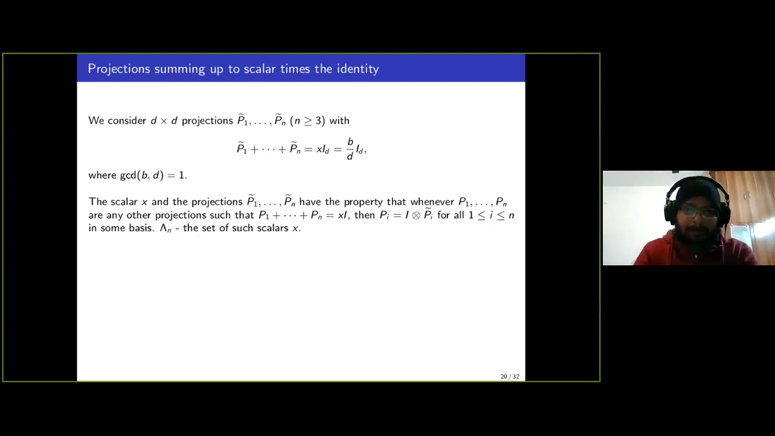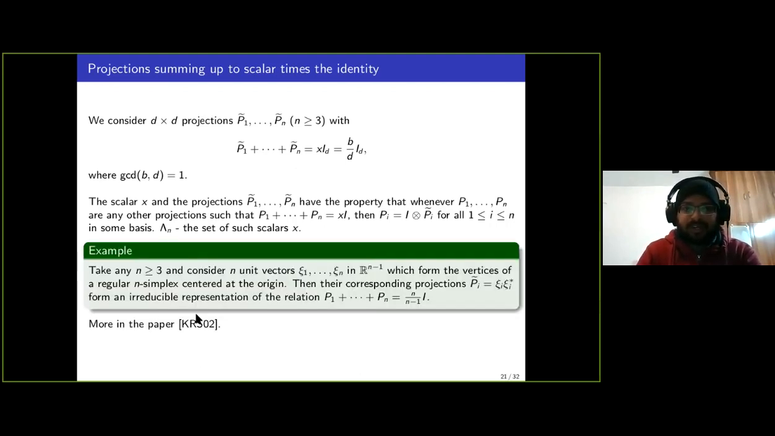To keep it simple, let's think of an example where we take n unit vectors in R^(n-1) which form the vertices of a regular n-simplex centered at the origin. For example, if n equals 3, that forms a Mercedes-Benz frame in R^2. Then we look at the projections corresponding to each of these vectors, and one can see that if we sum the projections, they sum up to n over n minus 1 times identity. More about these projections and their scalars, and the representation theory of these projections, can be found in this paper by Kruglyak, Rabanovich, and Samoilenko from 2002.